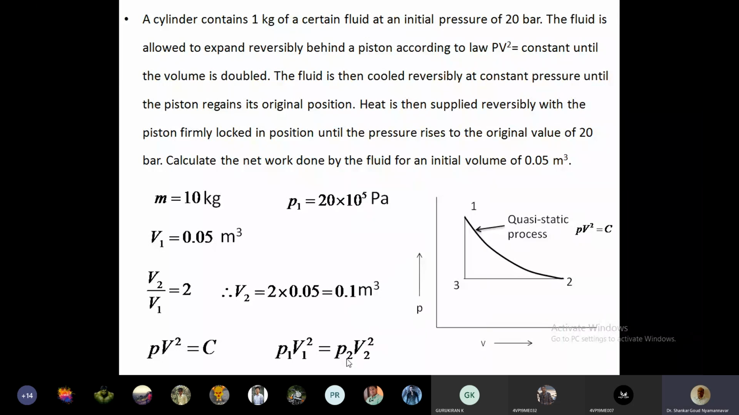What is pressure P2? 80 into 10 to the power of 5 pascals. How is it possible? It has to be less, no? P2 should be less than P1. It should be 0.5, 5 into 10 to the power 5. Please do that calculation properly. Algebra is very important. You have to do the calculation properly. Don't be in a hurry.